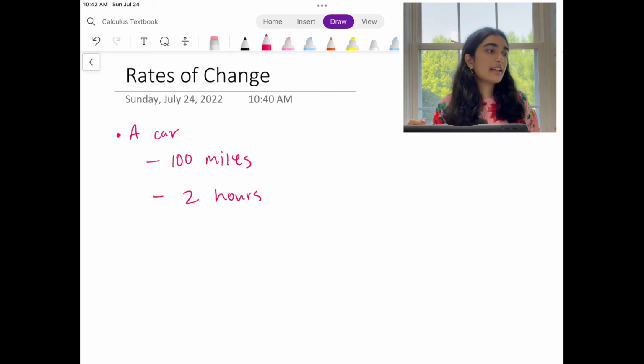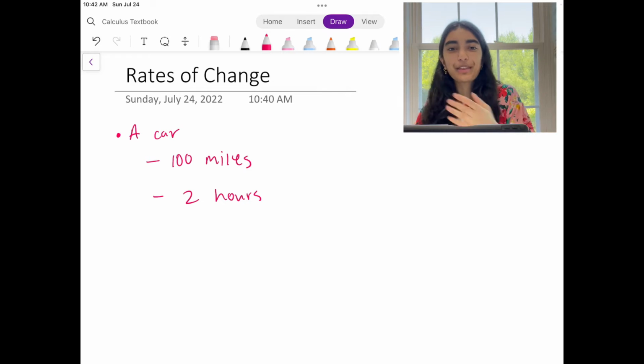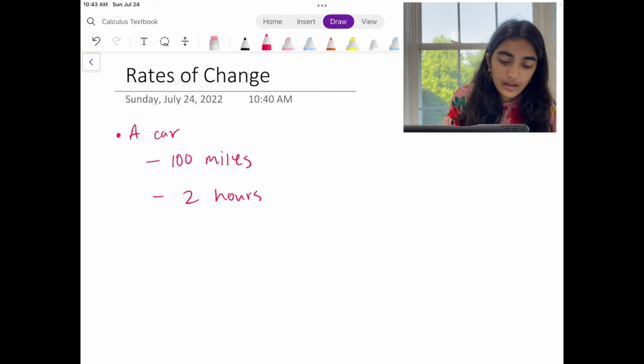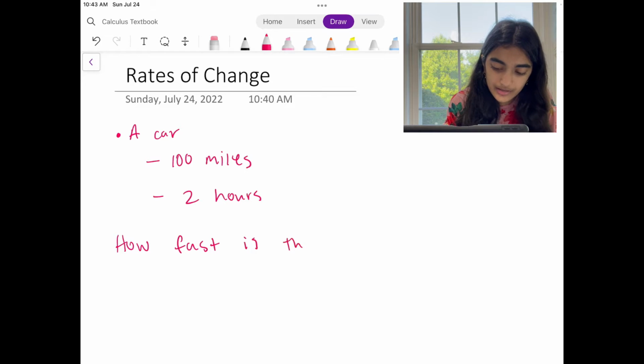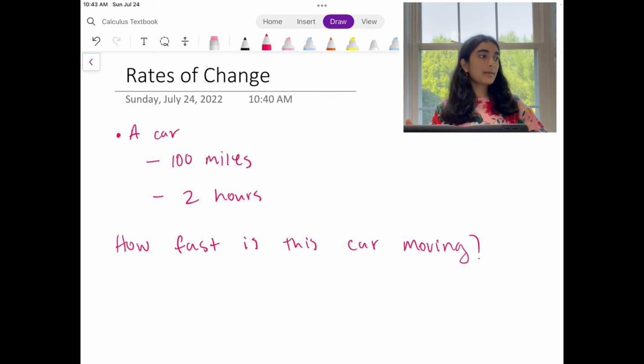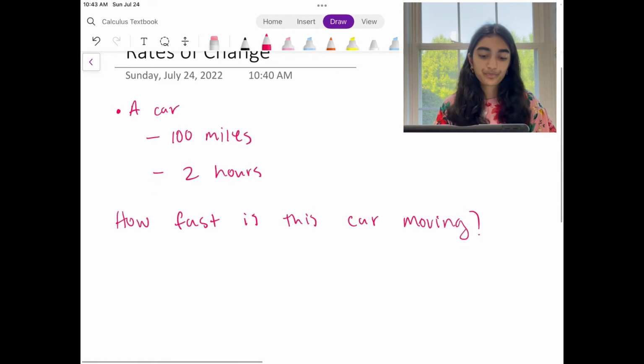Okay, and we are asking a simple question which you've probably already answered in previous math classes, right? How fast is this car going? How fast is it traveling?